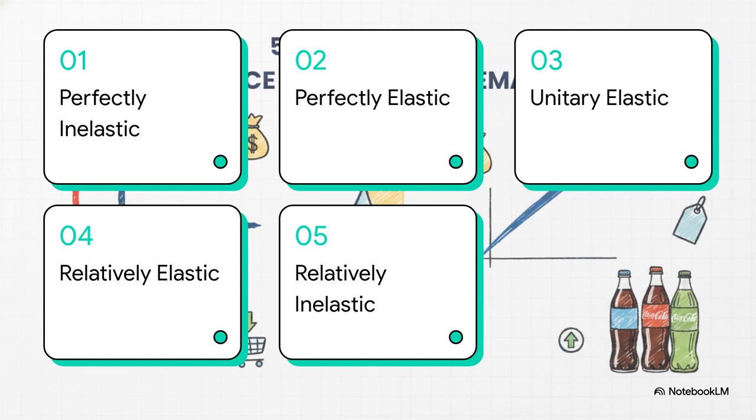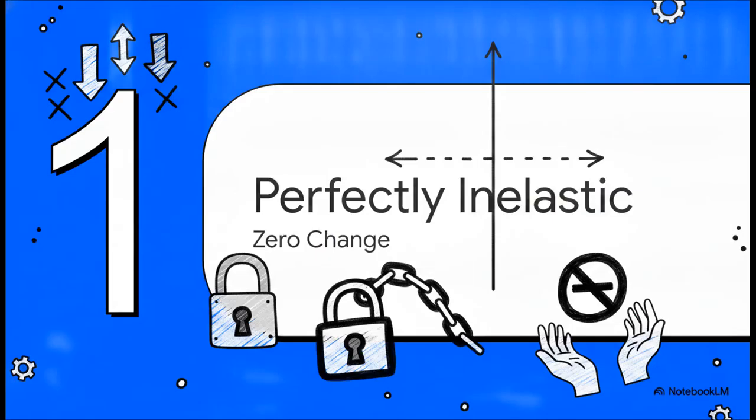For this masterclass, we're taking a structured tour across the entire spectrum. We will unpack 5 distinct degrees of responsiveness: perfectly inelastic, perfectly elastic, unitary elastic, relatively elastic, and finally, relatively inelastic. Chapter 1. Perfectly inelastic. Zero change.